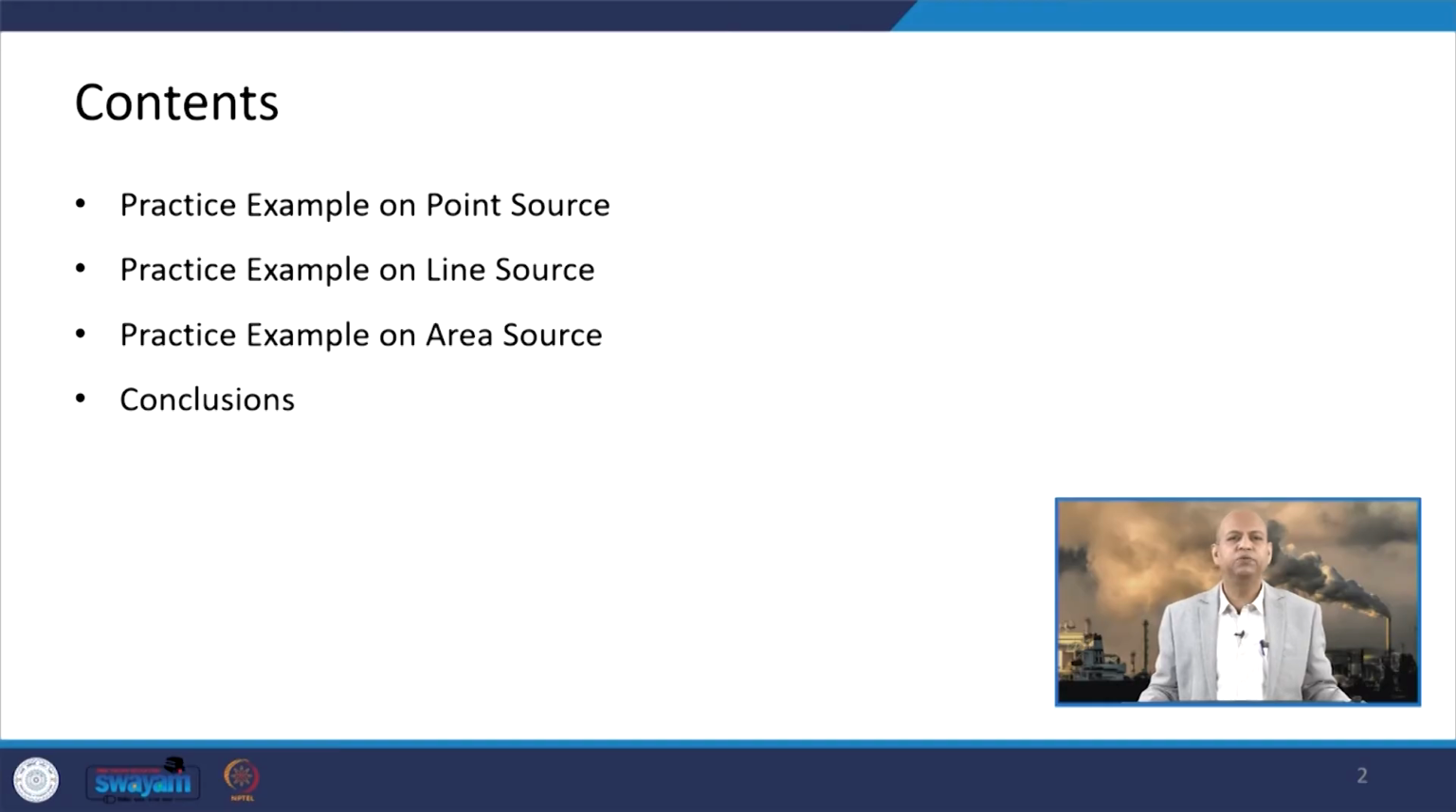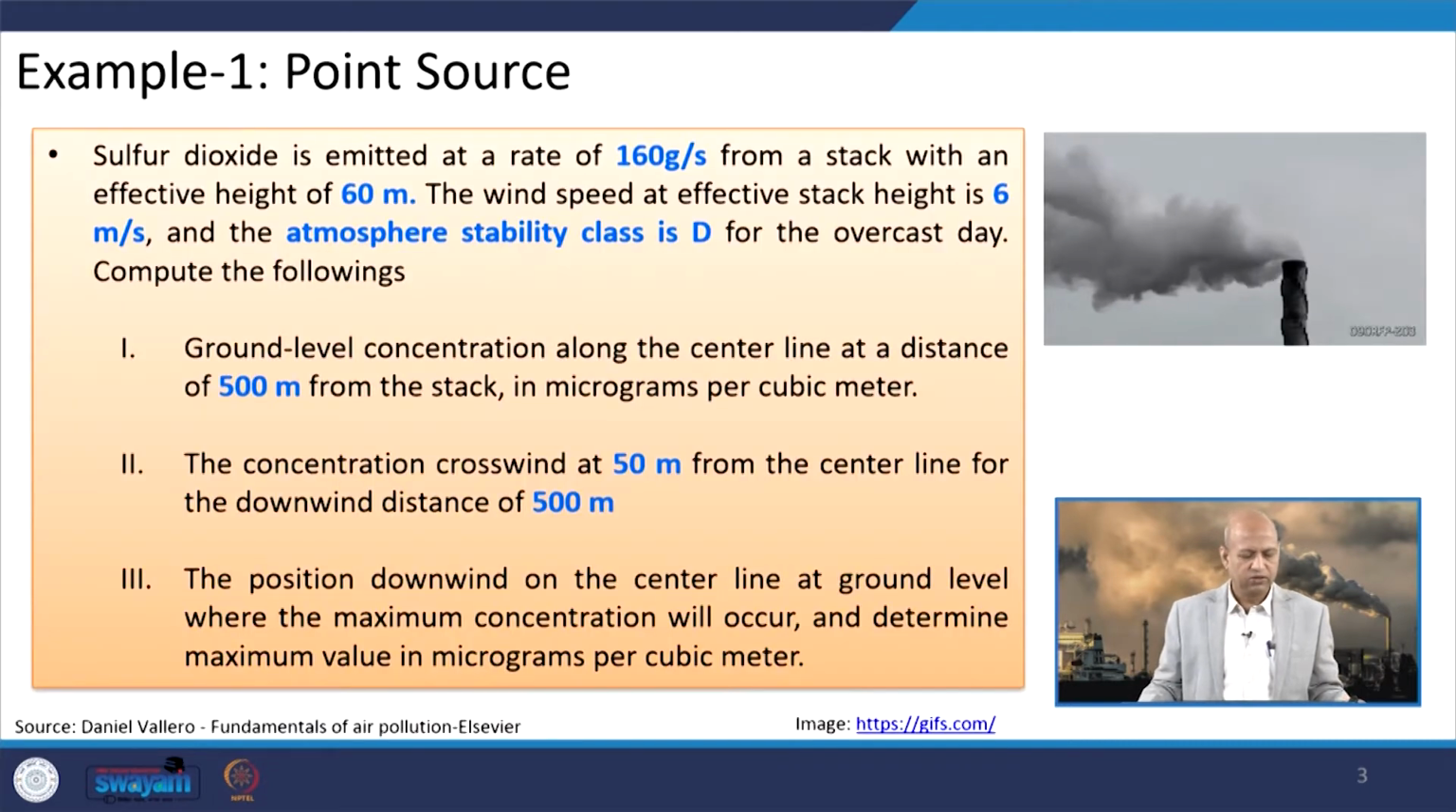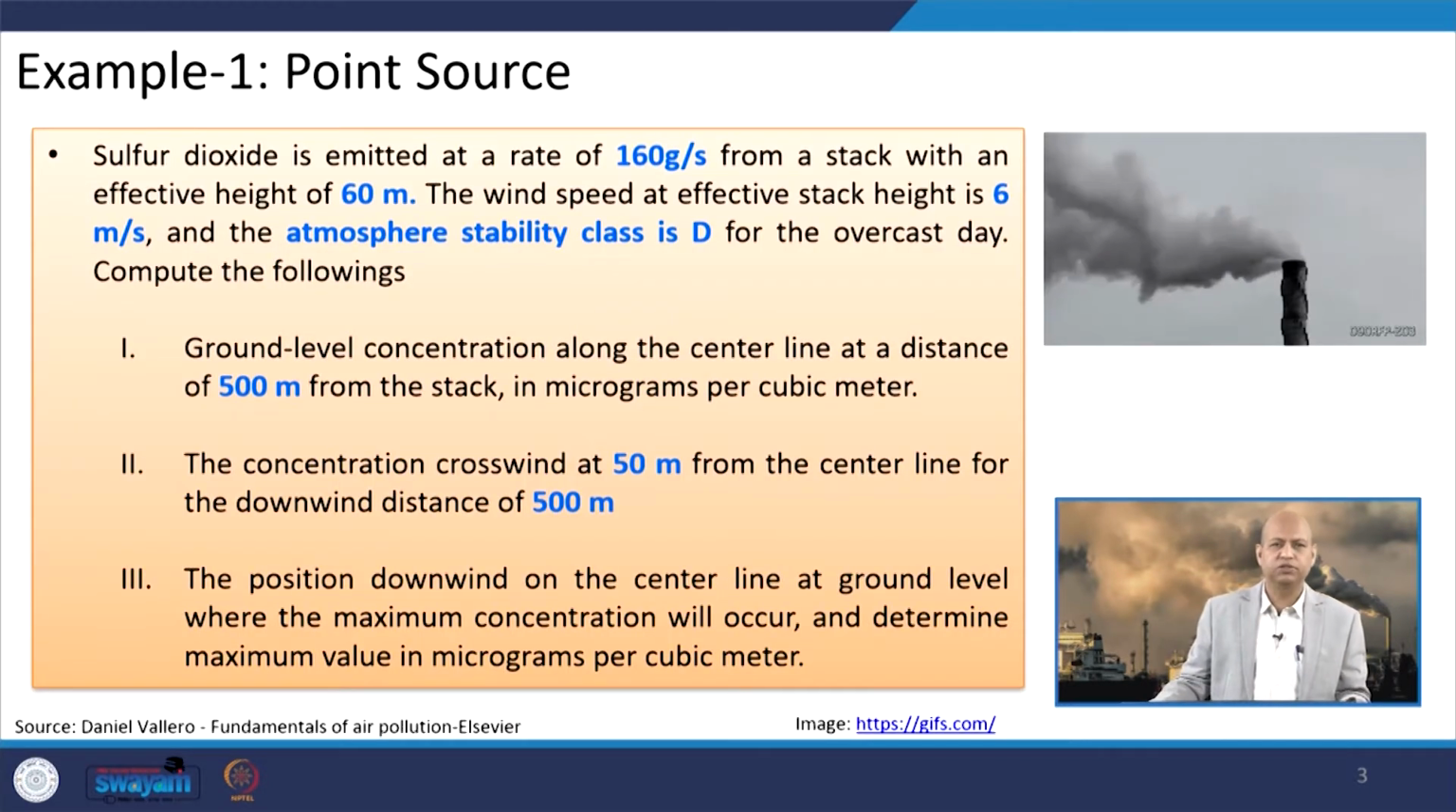There will be three different kinds of sources: point source, line source and area source, and accordingly we will have numerical problems or examples based on point source dispersion modeling, line source dispersion modeling and area source dispersion modeling, which we have already discussed, and then we will conclude. So, let us go for point source dispersion modeling.